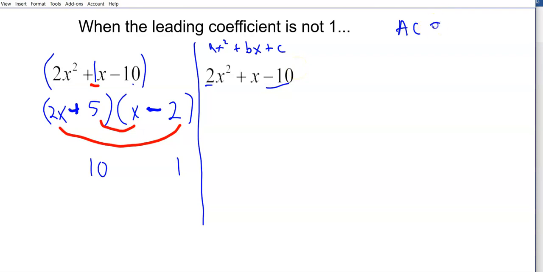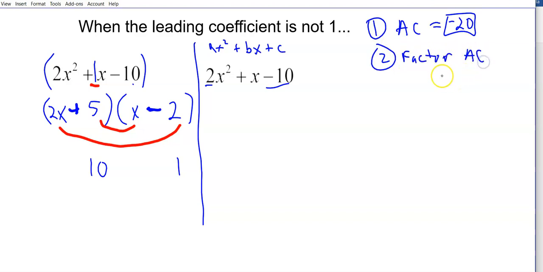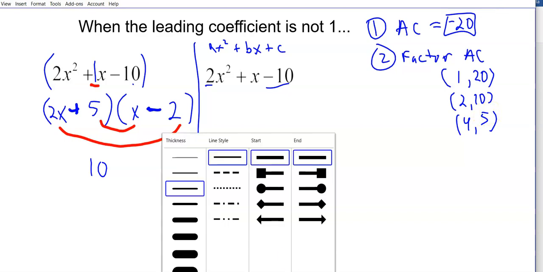So you multiply a times c. So 2 times negative 10 is negative 20. So step 1 is you do AC. Step 2 is you factor AC as many different ways as possible. So in this case, it would be 1 and 20. I know one of those is negative. 2 and 10. 3 doesn't go into 20, and 5 goes into 20. I know I'm done because I've already gotten 5 there. That'll be the next number to test. So one of those combinations might work.